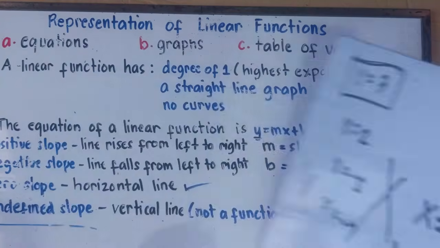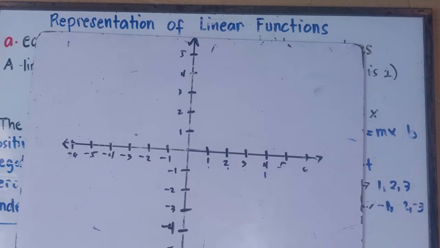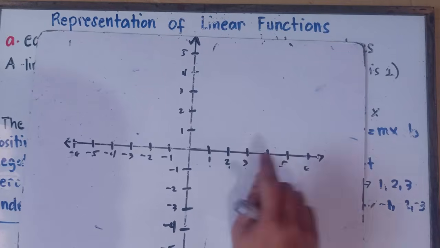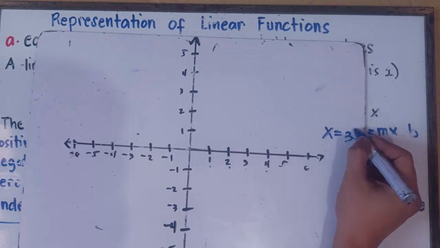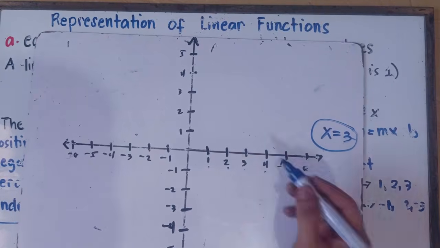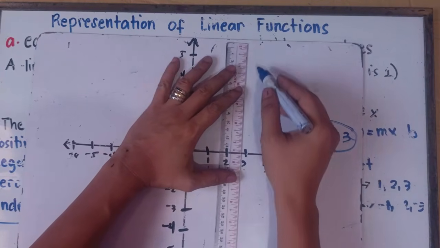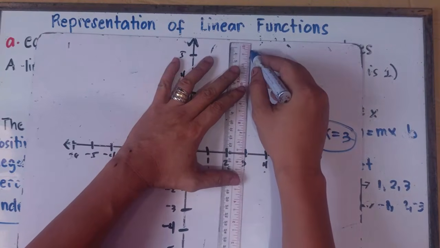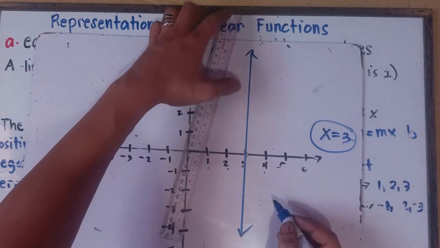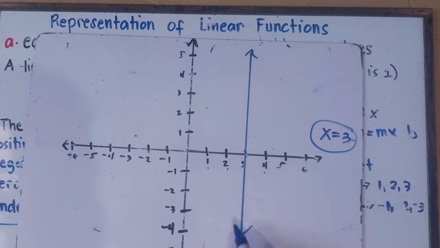x equals positive 3. Where is that, class? That's correct, this one right here, right? The value of x is positive 3. Where is that, class? That's here, right? So therefore, we can draw a vertical line. Once again, class, x equals positive 3 is this one right here, and this will be a vertical line.